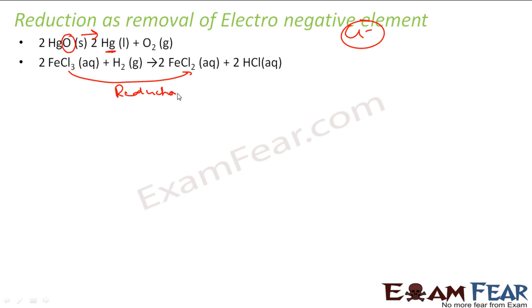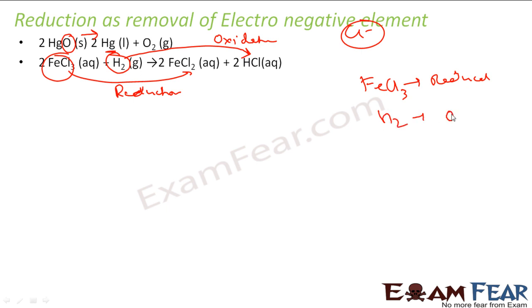And if you see here, in this reaction, hydrogen, a chlorine is added. So addition of electronegative element is what? Oxidation. So in this case, FeCl3 got reduced and H2 got oxidized, right? So in the same reaction, one got oxidized, one got reduced. This kind of reaction is called a redox reaction, where one compound or element is oxidized, and the other is reduced.